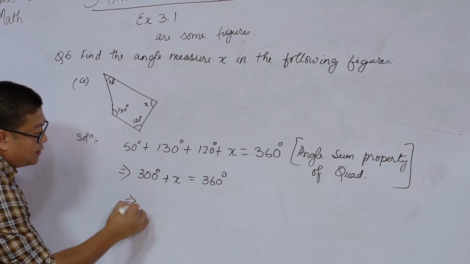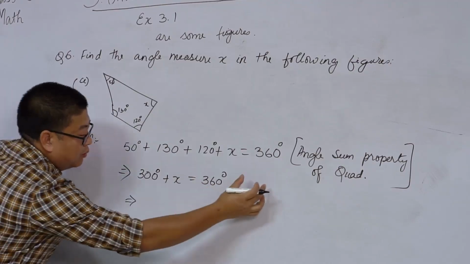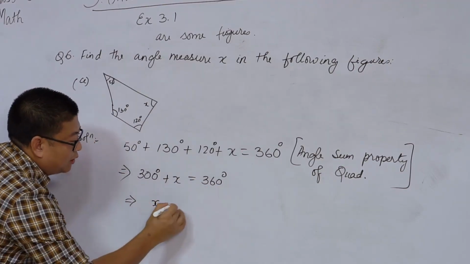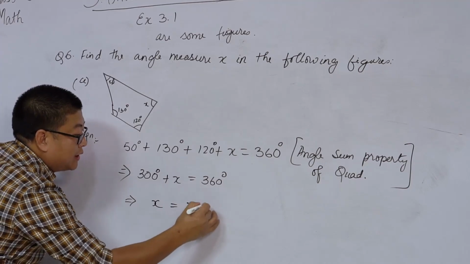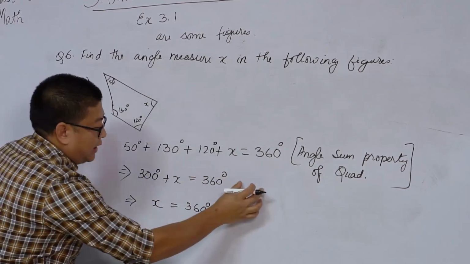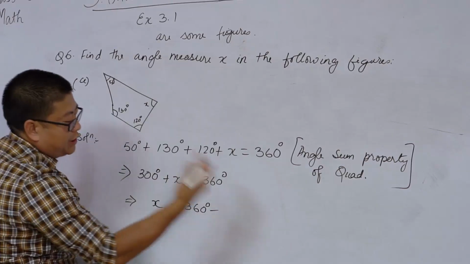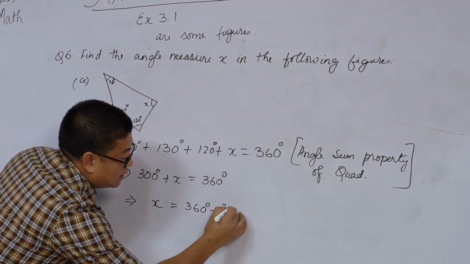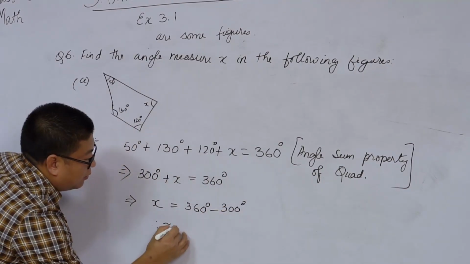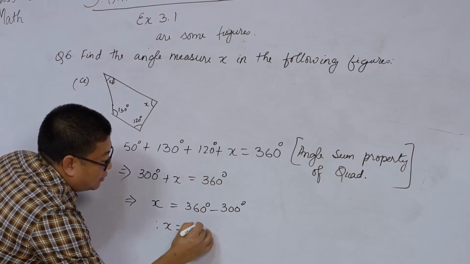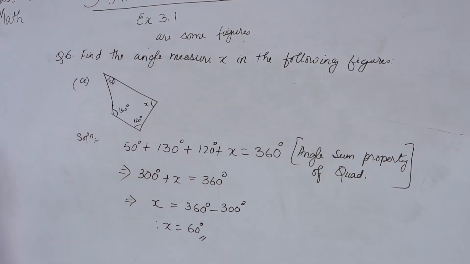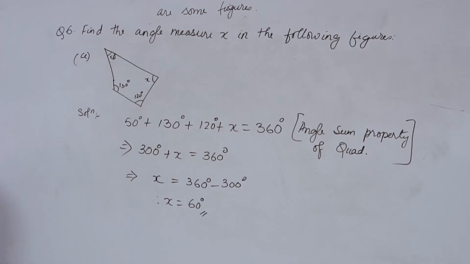So this 300 will be shifted to the right, x will remain as it is. 360 degrees minus, this will come to this side. It is plus 300; if you shift the side, it will become minus 300. So we have x is equal to 60. So this is the first question.